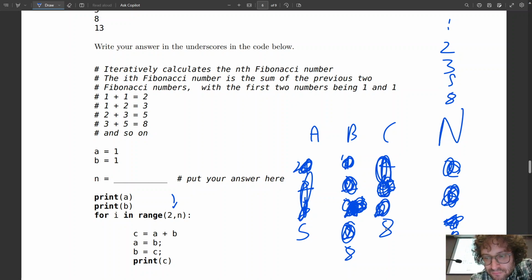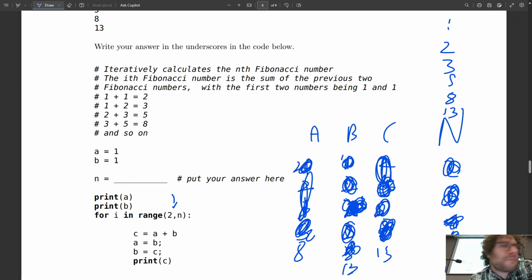So now we've got C is equal to A plus B. So that would be equal to 13. Store 8 in A, 13 in B, print out 13. And then we're done with the loop, so NB should become 7.